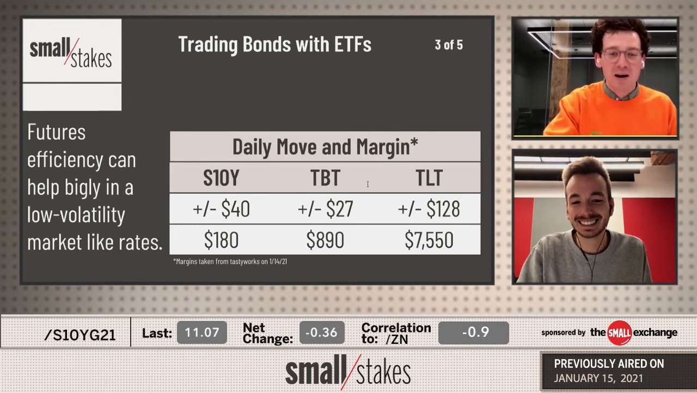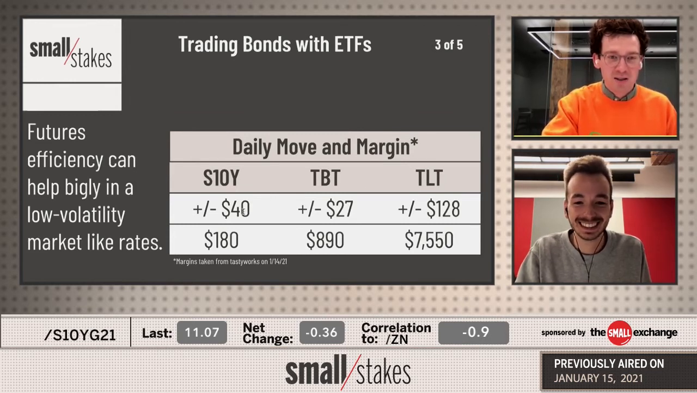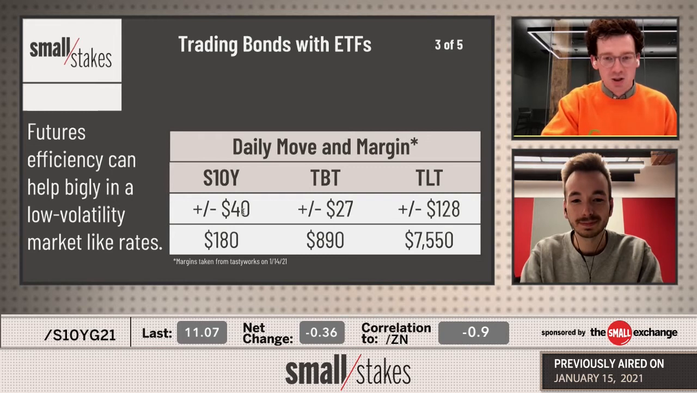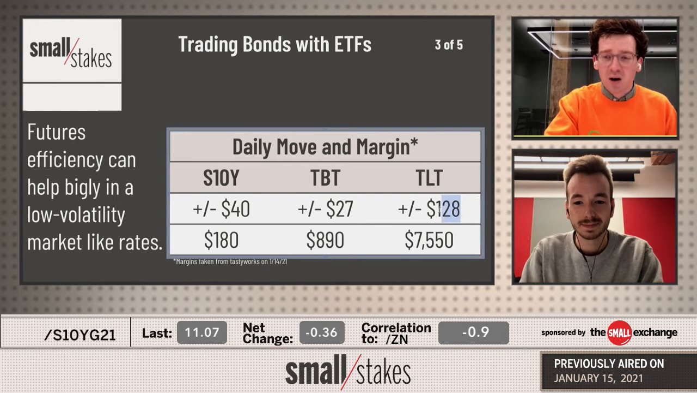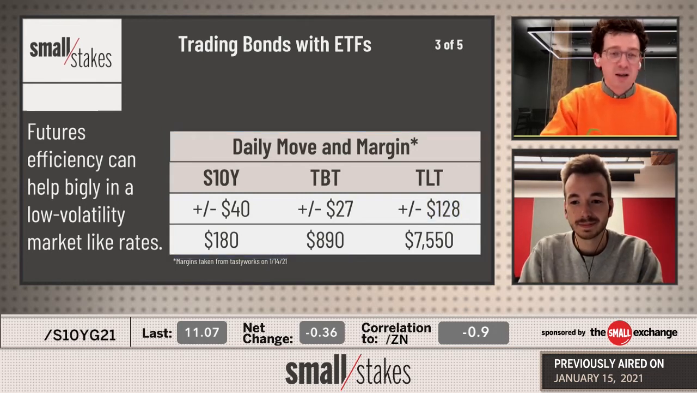I just want to look at, Michael, the movement in these products, because this is a specific asset class where futures margining is essential because interest rates are so low volatility. Same with foreign exchange markets, like we've talked about in the past. You've got TLT moving $128 per day, and you go, oh, that's a good amount. That's a nice day, around $100. That's what we try to do at the small exchange: make our products so that they move around $100.